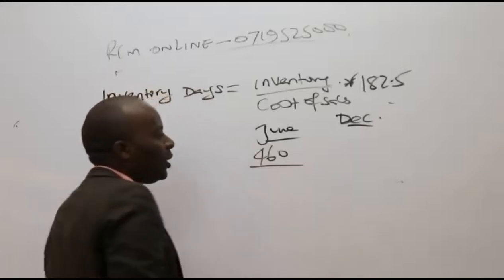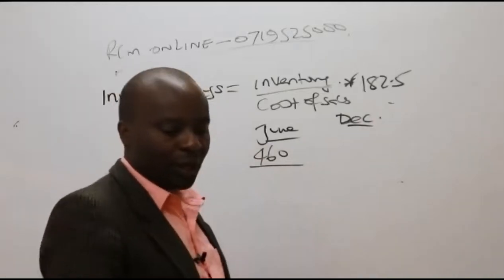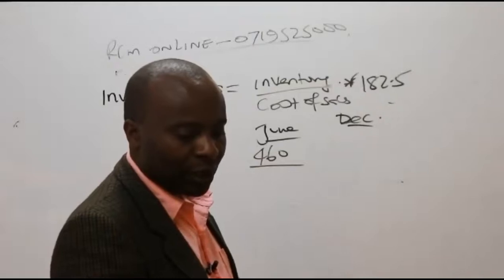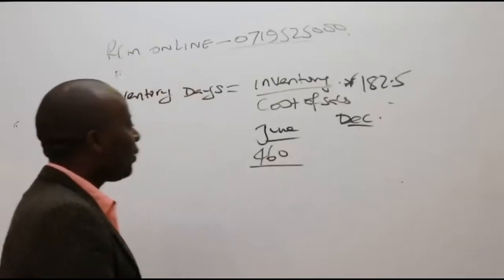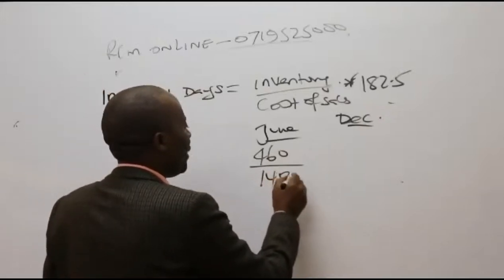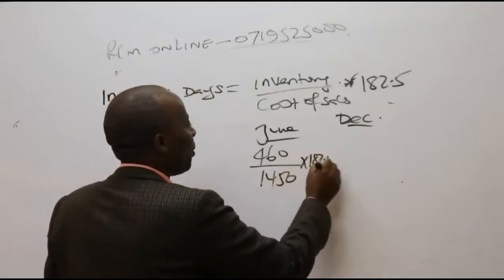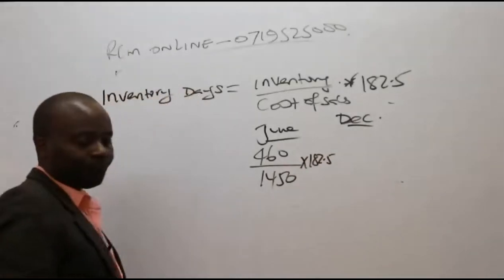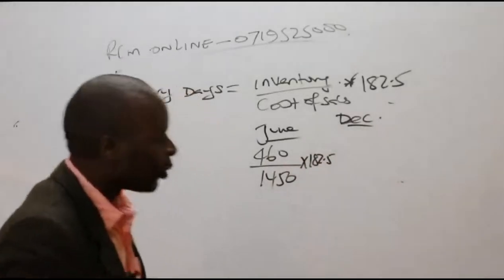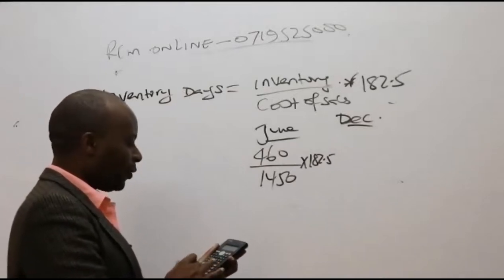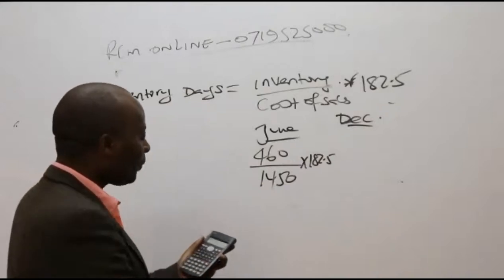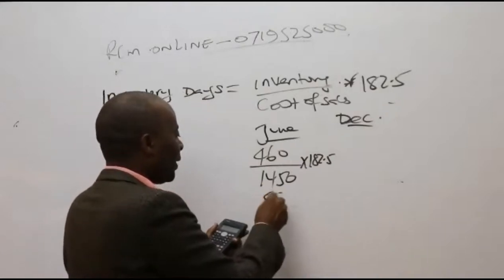So divide this by the cost of sales of which period? Cost of sales of June, 1450. So we have here 1450 times 182.5, because of the 6 months. So we have 460 divided by 1450, which gives me approximately 58 days.